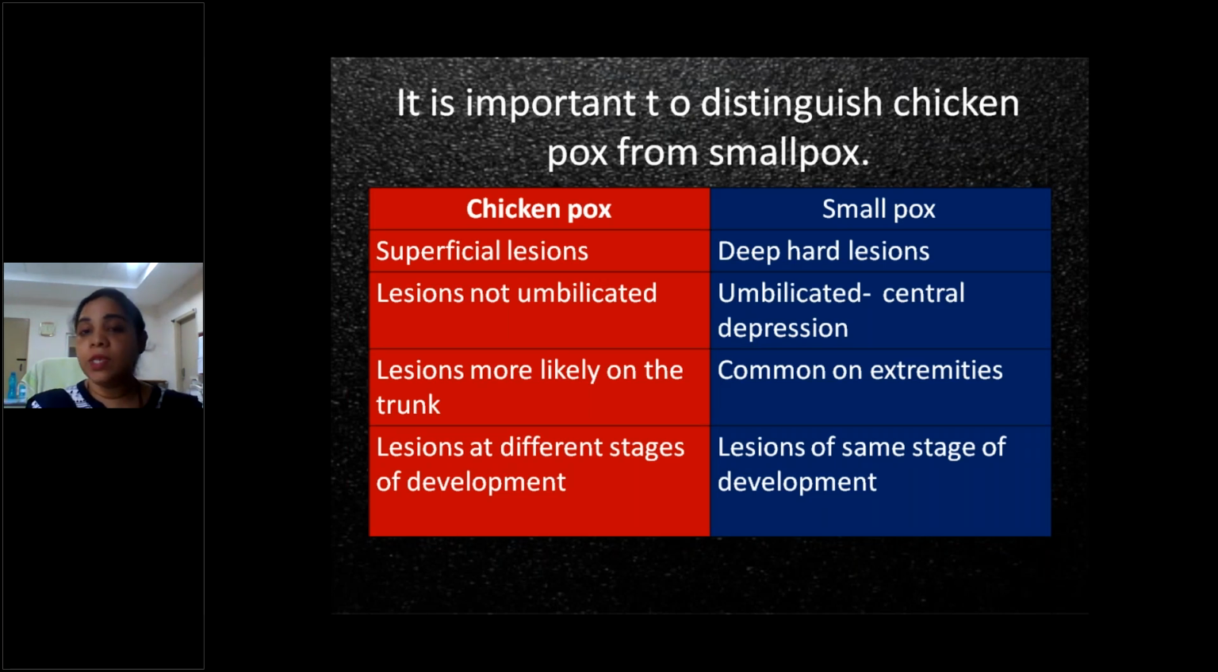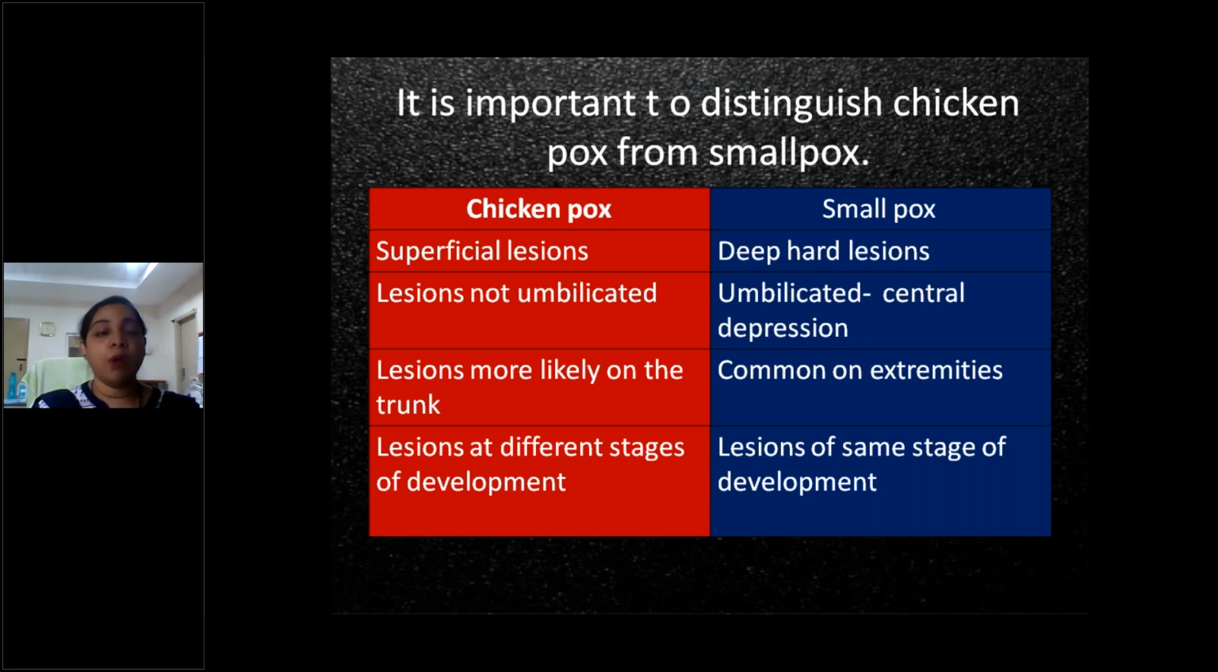Next, what is this about varicella zoster? What does varicella cause? Chickenpox. How can you differentiate chickenpox and smallpox? Chickenpox, superficial lesions. Smallpox, deep hard lesions. Chickenpox, lesions not umbilicated. They are usually of dewdrop appearance. Whereas in smallpox, lesions are umbilicated, and in the center of the lesions there is usually a depression.